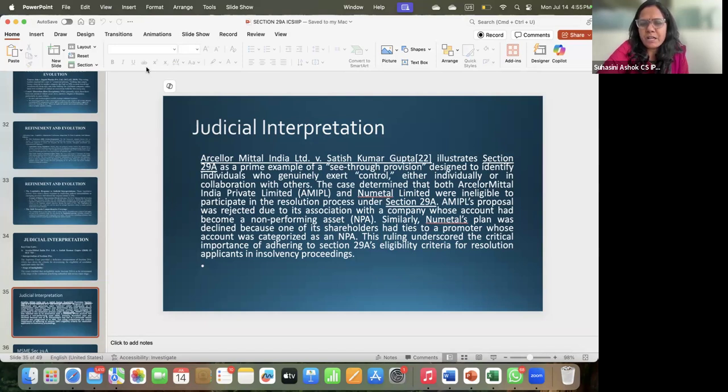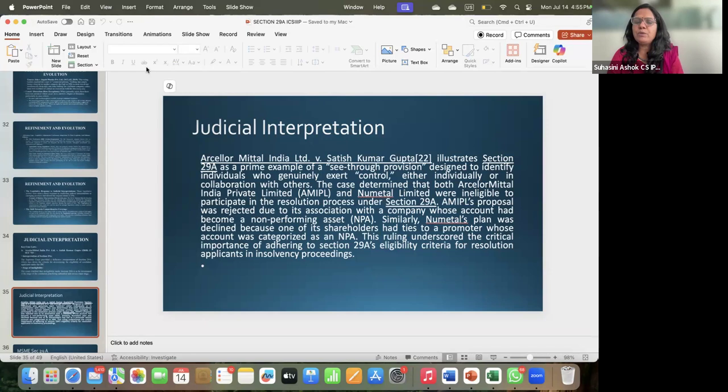Here, ArcelorMittal's proposal was rejected due to association with a company whose account had become an NPA. New Metal's plan also was declined because one of its shareholders had a tie to a promoter whose account was categorized as NPA. So this is a very important ruling by the Supreme Court, where the adherence to Section 29A eligibility criteria for a resolution applicant in insolvency proceedings is important.